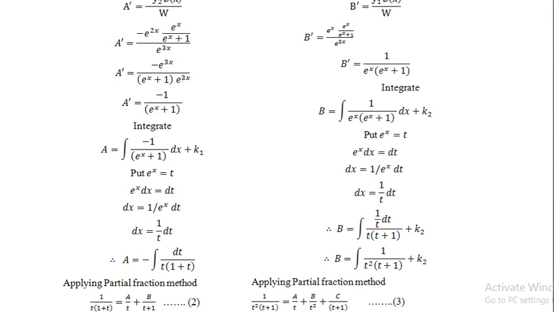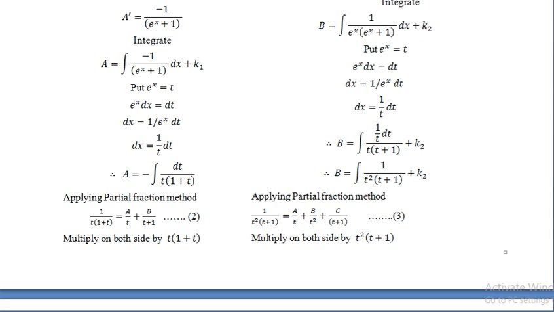So in A, in place of dx we use 1 by t dt, and in the denominator e raised to x is replaced by t. So the function becomes minus dt by t, so the same t comes in the denominator, and the other denominator term is t plus 1 or 1 plus t. Here direct integration is not possible, therefore we apply the partial fraction method.